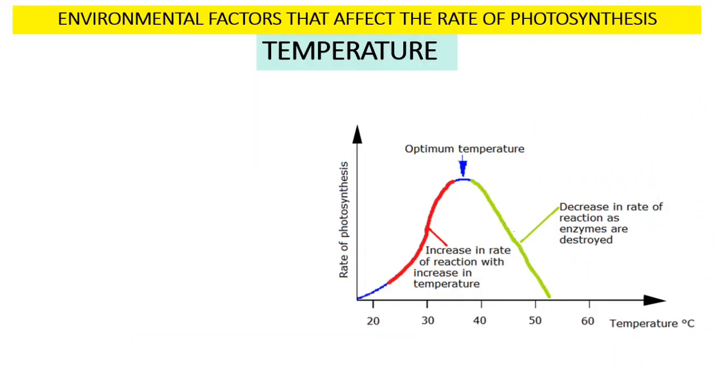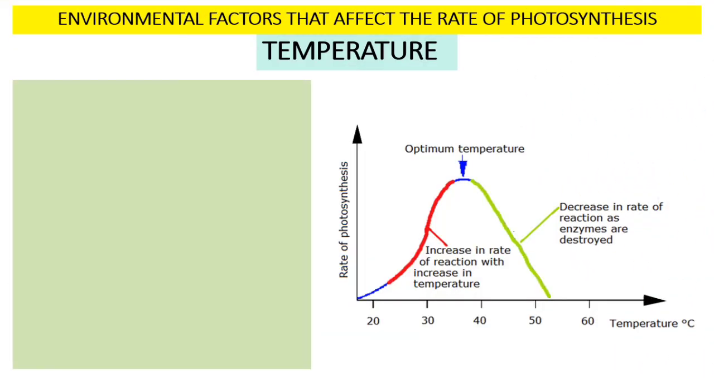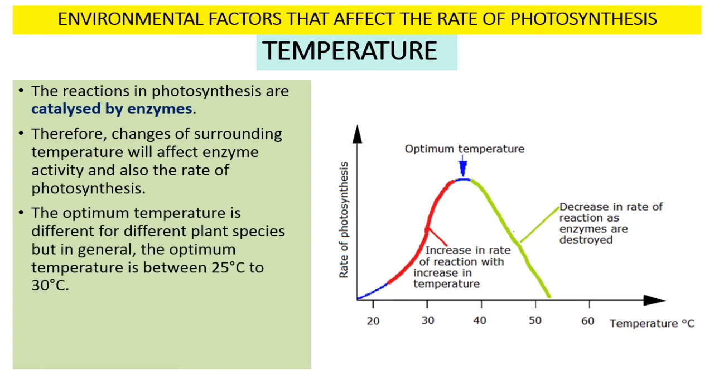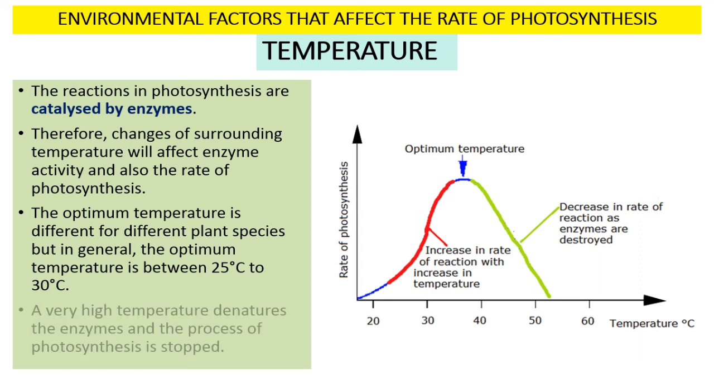Next, temperature. The reactions in photosynthesis are catalyzed by enzymes. Therefore, changes of surrounding temperature will affect enzyme activity and also the rate of photosynthesis. The optimum temperature is different for different plant species, but in general, the optimal temperature is between 25 degrees Celsius to 30 degrees Celsius. A very high temperature, more than 30 degrees Celsius, will denature the enzyme. So the process of photosynthesis is stopped.